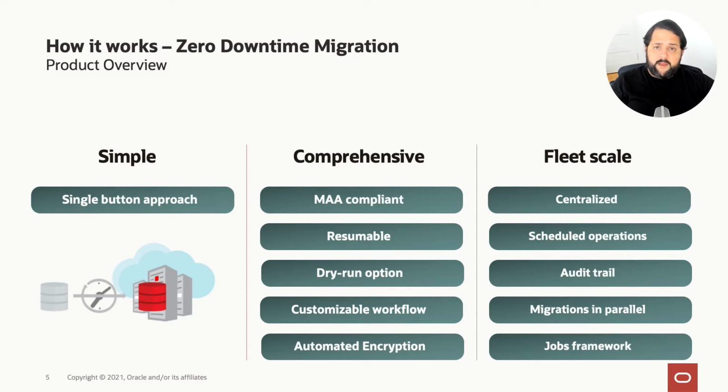Now, you download ZDM. It's quite a simple binary. It's 800 megabytes. You install it on that ZDM service node. Once it's deployed and configured, there's a response file. And that response file has information that you have to fill with source database information, target database information, connectivity, migration methodology, etc. Then ZDM has a command line interface, ZDM CLI.